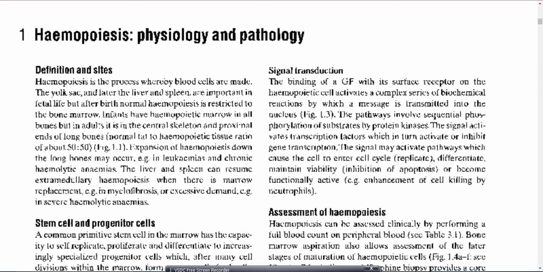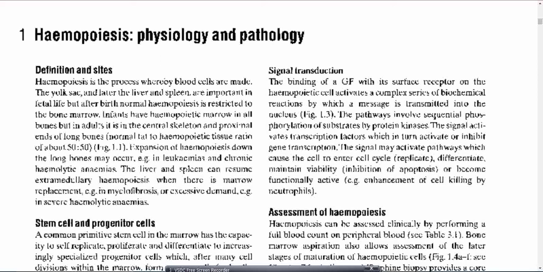When we're talking about gamete production, we mention gametogenesis, right? Spermatogenesis, oogenesis. So here we have hemopoiesis. This is a process where the blood cells are made.